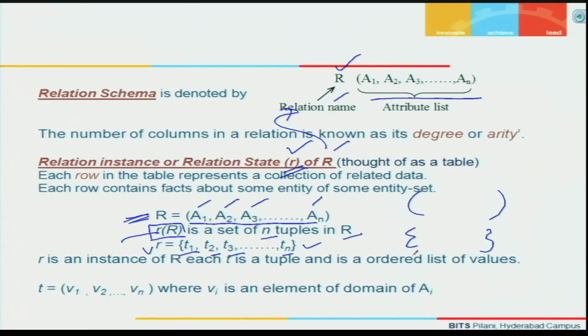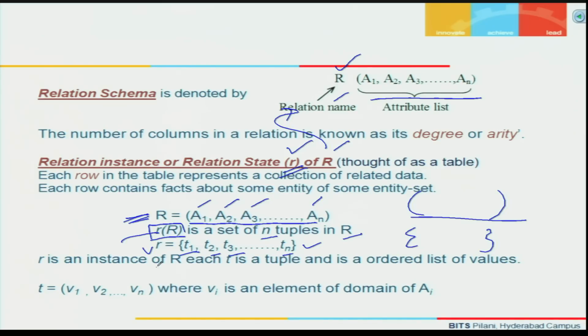If it is a curly brace representation, it is a set. That means whenever it is a set, the ordering of the elements in a set is not significant, whereas if it is a list, the order is very significant. That is why the ordering of attributes in a relation schema is very significant, whereas ordering of tuples for a relation or relation instance is not significant. From now onwards, we will be using the term relation and relation instance interchangeably for the sake of convenience.